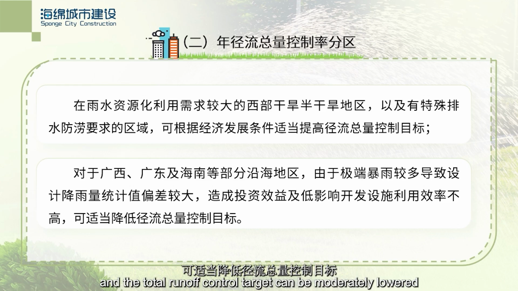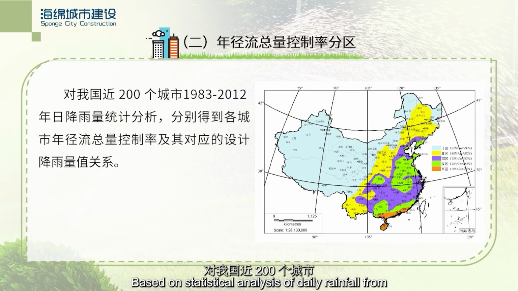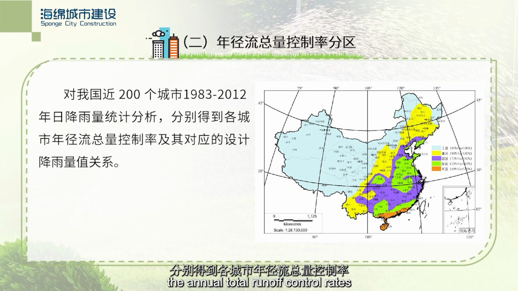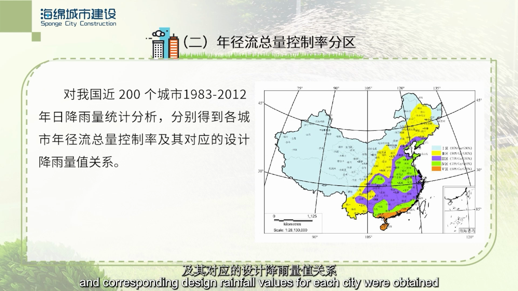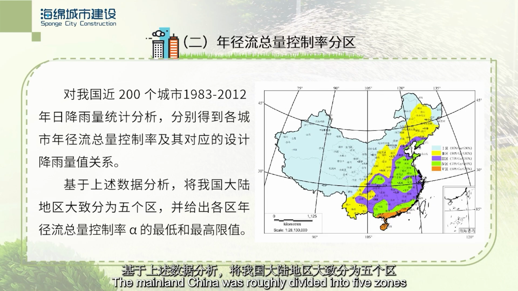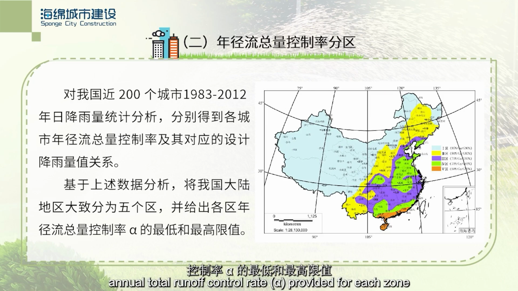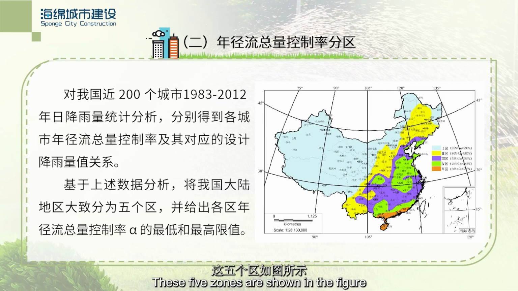the total runoff control target can be moderately lower, based on statistical analysis of daily rainfall from nearly 200 Chinese cities between 1980 and 2012. The annual total runoff control rates and corresponding design rainfall values for each city were obtained. Mainland China was roughly divided into 5 zones, with minimum and maximum limits for the annual total runoff control rate alpha provided for each zone. These 5 zones are shown in the figure.